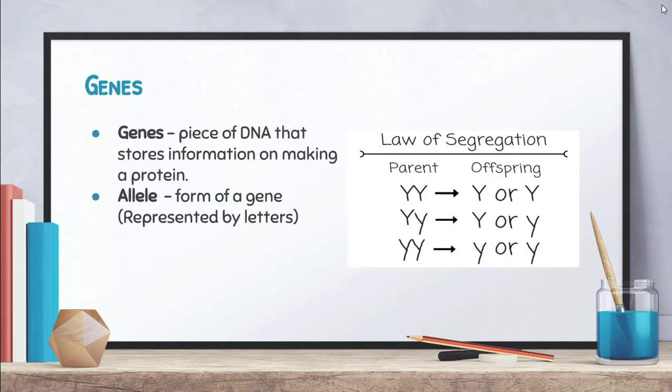Now, genes are pieces of DNA that store information on making a protein. I'm using some of these terms interchangeably here. An allele is a form of a gene that's represented by a letter. You can have a gene that codes for hair color, but you might have a brown hair allele or a black hair allele. You might inherit one of those from the parents. So a gene is just that piece of DNA. The allele is the specific form of the gene, whether it codes for one characteristic or another.